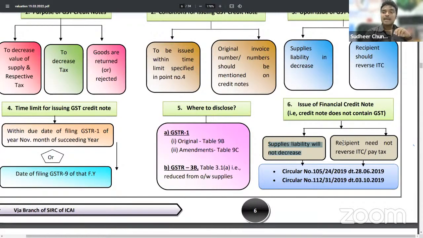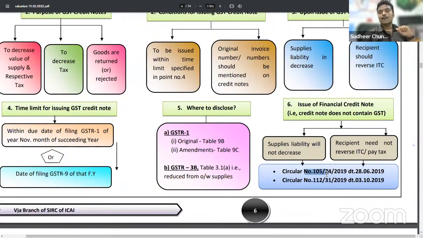At the same time, the recipient also need not reverse the ITC. Since the supplier's liability is not decreased, the recipient also need not reverse the ITC. That is the clarification. Okay. So you can go through the circular, sir. Two important circulars were given.